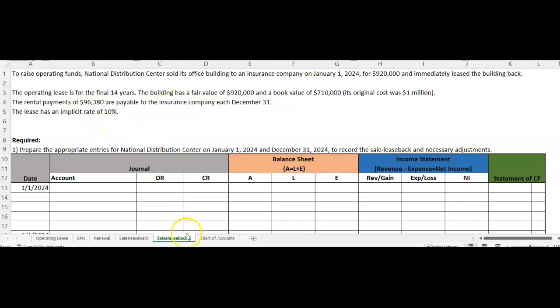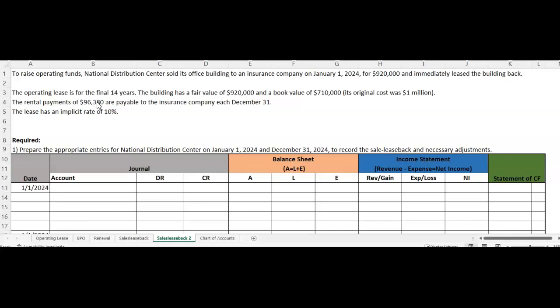So re-download for this problem, or just open the new one and then copy this into your file so that you have the $96,000 payment instead of the $220,000 payment. It just didn't make sense to have that payment because it created a totally different situation than what they were trying to achieve. Alright, so let's look at this and see how we use the sales-leaseback approach when accounting.